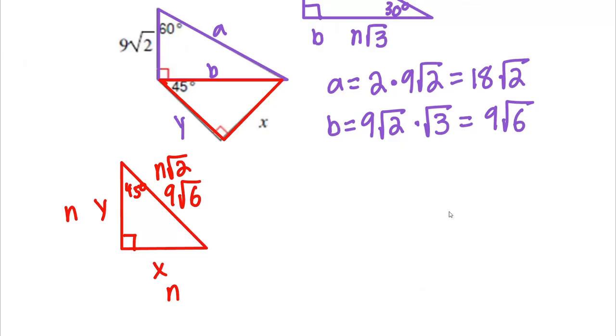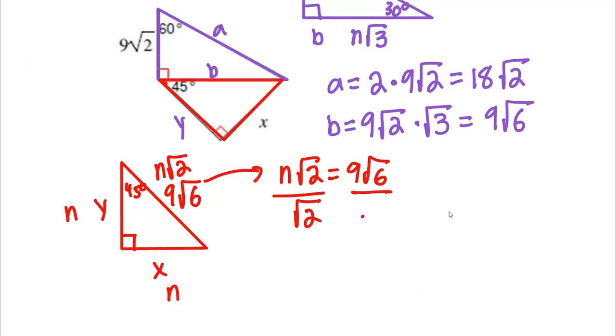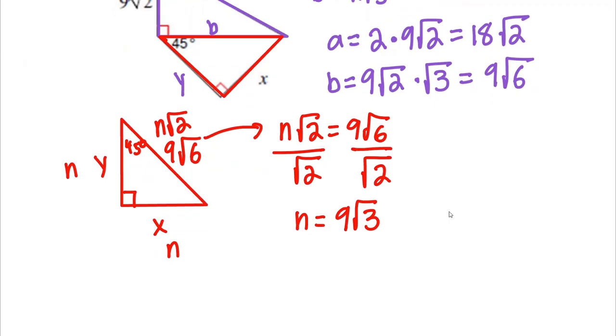So n root 2 is equal to 9 root 6. Do we see that? We're getting that from this side. To solve for n, what do I need to do? Divide by the square root of 2. So when we do that, n is going to be equal to 9 square root 3. And so that means that both x and y are going to be 9 square root 3.